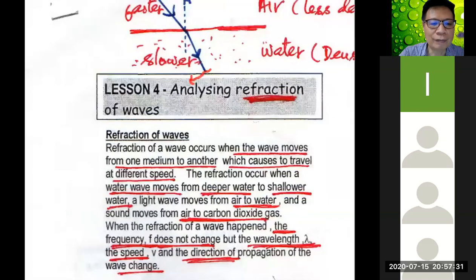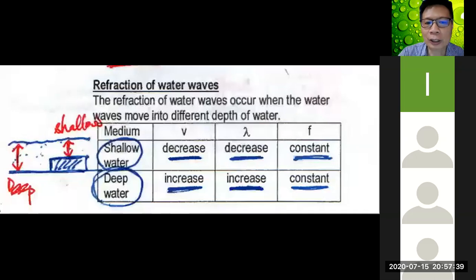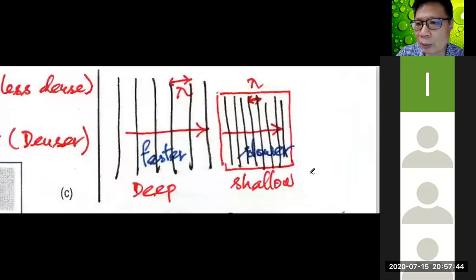Now we start with refraction of water waves. As I told you earlier, just now we said water will refract from deep to shallow. But in the school science lab, how do we do the experiment to show this? How do we have deep water and shallow water? Okay, you do like this. See carefully here.